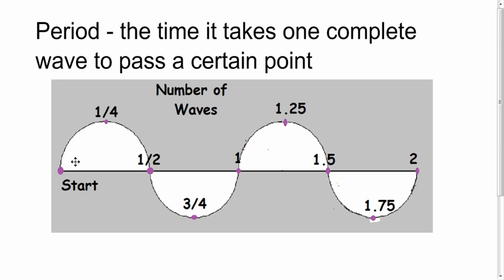In order to know this, you would need to be aware of how many waves go by a certain point. As this shows you, at this point there's 1 wave from here, and 2 waves. At here, there's 1.5.